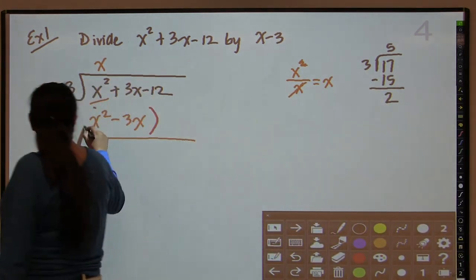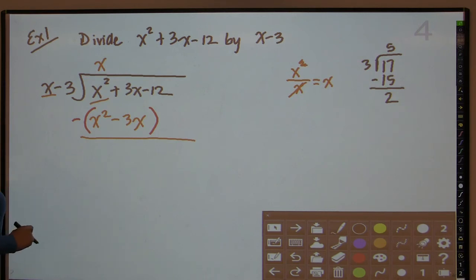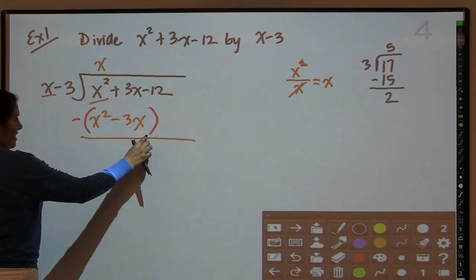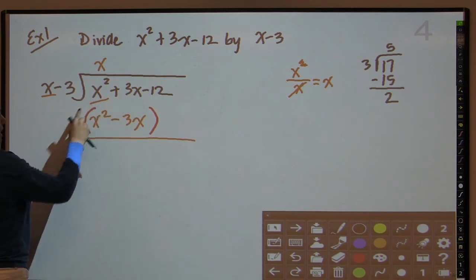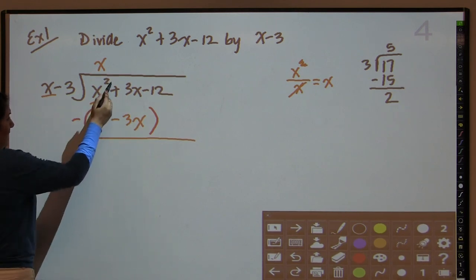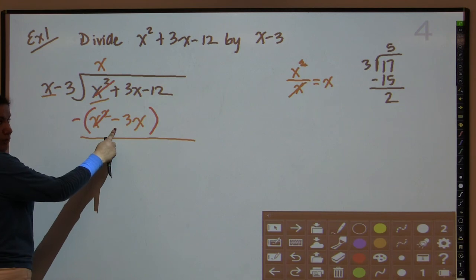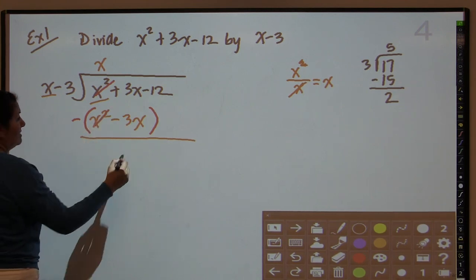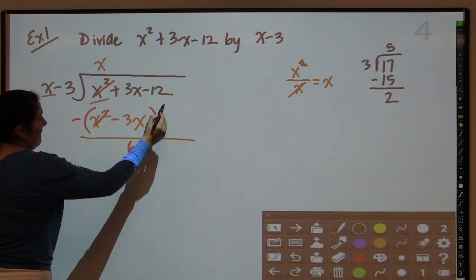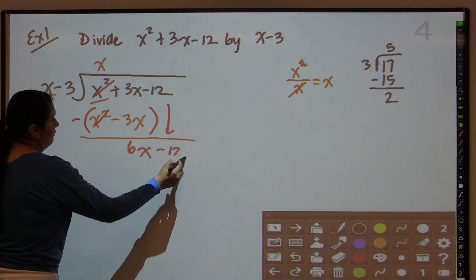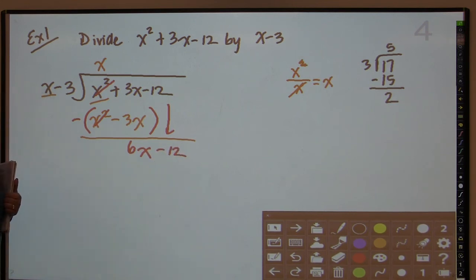So we are going to subtract this expression here. x squared minus x squared is 0, so they cancel. And then 3x minus a negative 3x is actually 3x plus 3x, which is now 6x. And then you bring down the minus 12. And then we do it all over again.